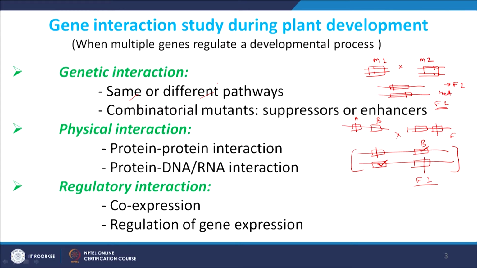This we can solve by performing genetic analysis. How can you do it? You can make combinatorial mutants. You can combine both mutants and look at the phenotype. We'll see an example. Another thing you can do is identify suppressors or enhancers of the mutants.